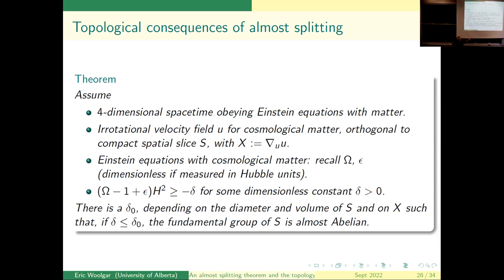Anything else I need to mention? So if you're a little bit below closure density, but not too far below closure density, and if your diameter is not too big, then the fundamental group is almost abelian. Now, if almost abelian means about as much to you as it does to me, think of it this way.